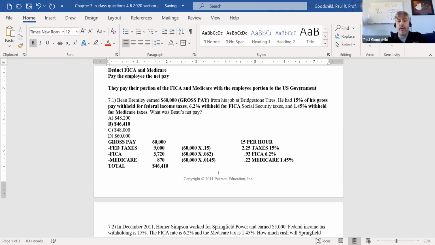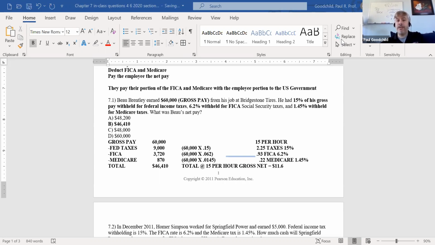And so if you are looking at it on a per hour rate, just take a second here to pull up that calculation. 15 minus 2.25 minus 0.93 minus 0.22. And so your net pay is about 11.6 if you were just talking about 1 hour.